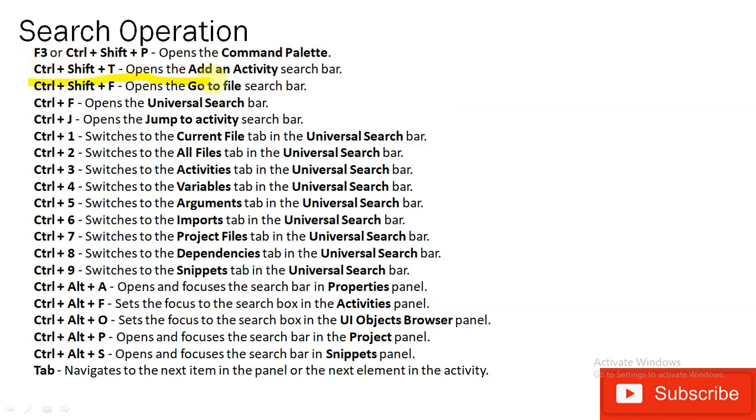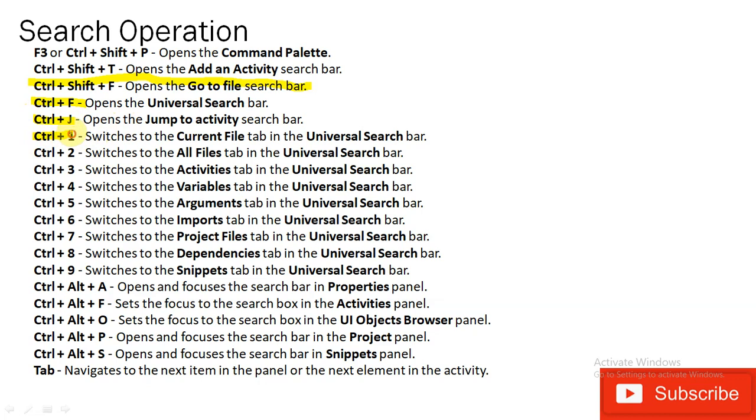Control plus Shift plus F will go to the file search bar. If you want to open the universal search bar, just press Control plus F. If you want to jump to any activity, press Control plus J. Select both keys together, and you are able to jump to a different activity from the search bar.